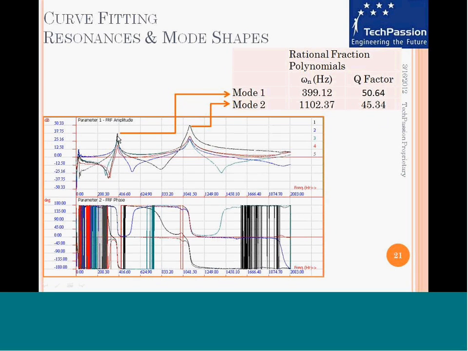From the plot, the two peaks, mode 1 and mode 2, have a resonant frequency of 399 Hz and a damping of 50.64, given as Q factor. The second resonant frequency is 1102 Hz with a Q factor of 45.34. So what does this mean? At the first mode, the beam has a particular mode shape, like a bow. The second mode is the next higher mode, which consists of 3 antinodes.